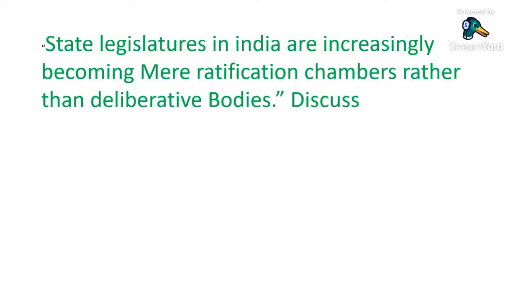Now, what are the measures to be taken to reinvigorate the state legislature? Number one, mandatory minimum sitting days. Introduce constitutional provisions to ensure state legislatures meet for at least 50 to 70 days annually, as suggested by various committees. Then, strengthen committee systems. Institutionalize subject-specific committees for detailed examination of bills and policies. For example, emulating the Public Accounts Committee of Parliament.